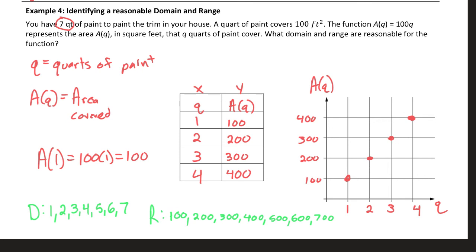So this is a good chance for us to get just a little more practice before we take the checkpoint for this lesson.